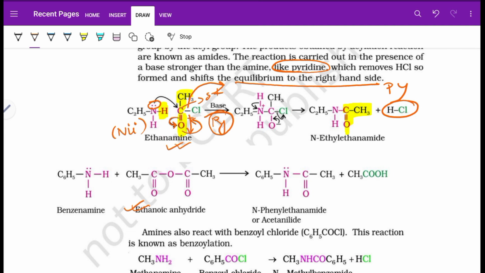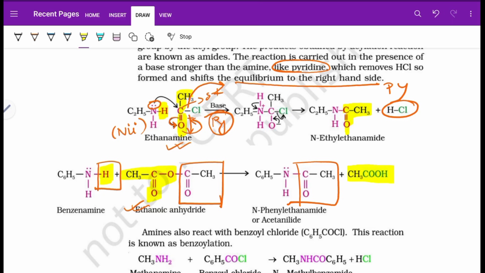This is the example with acid anhydride. The same thing, this COR comes in place of H and you get this, where there is elimination of the rest of the part, which is CH3COO and H forming CH3COOH here.